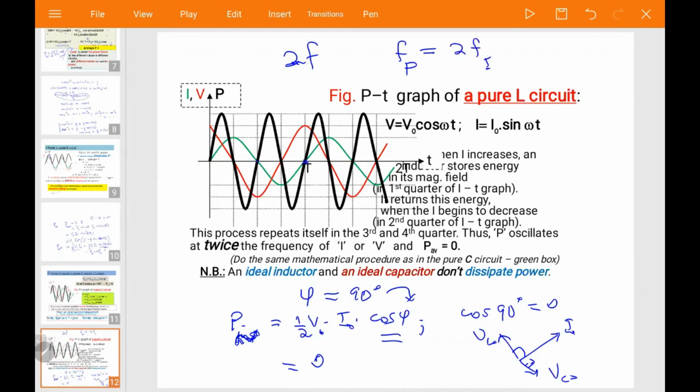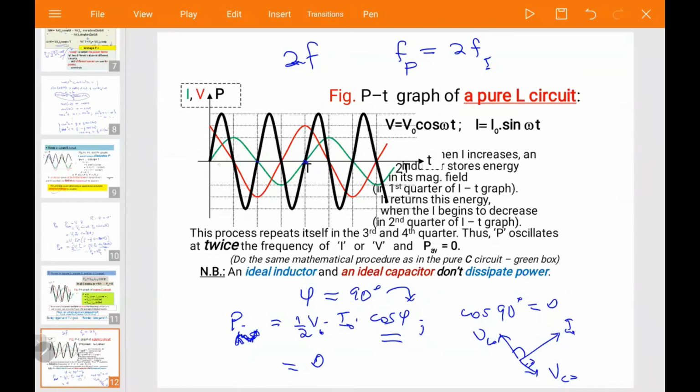The mathematics, we have already done it. You have to look at it again. All right, what does it mean that the average power is 0? When the current comes in one direction, it opposes it, and there is an opposition, and it stores, in the case of an inductor, in its magnetic field.